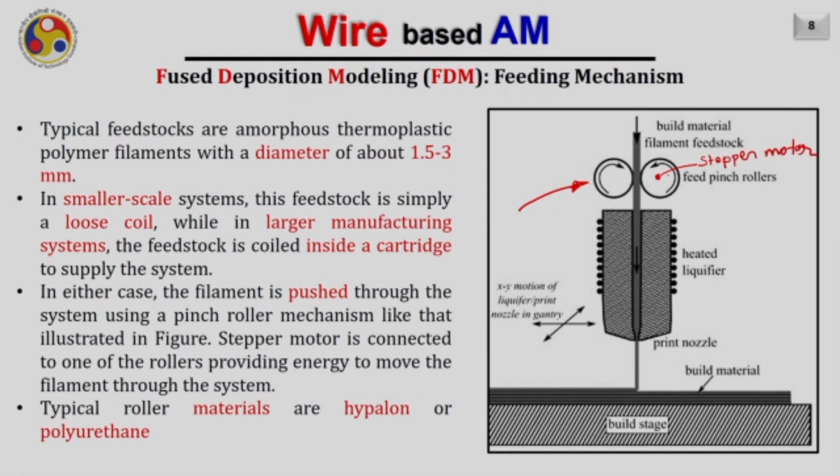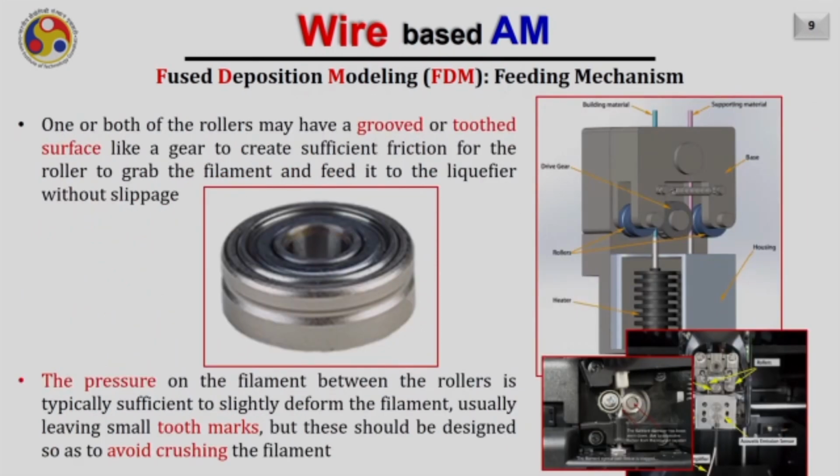When this particular roller rolls, due to the friction, the wire will get pushed down. Typical materials used for these rollers are Hytrel or polyurethane. Sometimes one or both rollers have a grooved or toothed surface, like a gear, to create sufficient friction for the roller to grab the filament and feed it to the liquefier without any slippage.